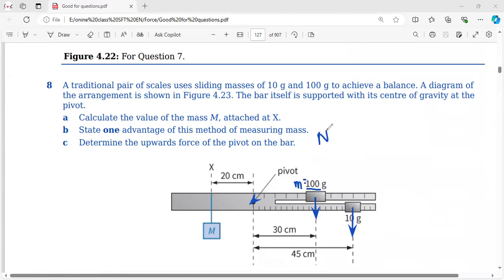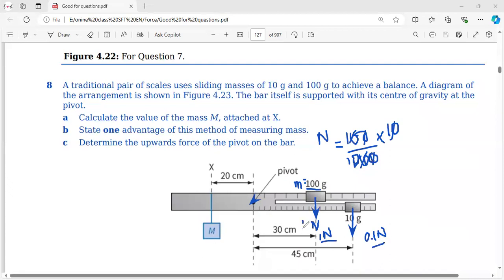Then what is the Newton value? What is the weight of this object? How to find out that? 100 divided by 1000. Why is that? To convert into kilograms, multiplied by the gravitational acceleration, so another 10. Then the weight of the object is 1 Newton, right? 1 kilogram means 10 Newtons... 1 kilograms means 1 Newton. 10 grams means then what? 0.1 Newton. Yes? 0.1 Newton.